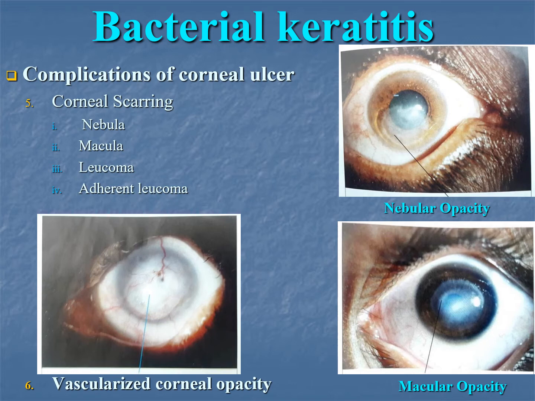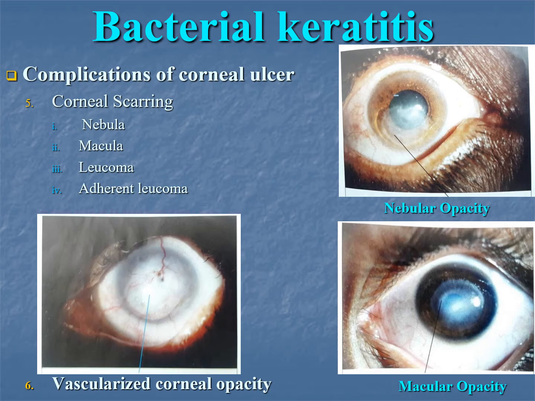In nebular corneal opacity, very superficial part of the substantia propria is involved. In this case, the rays can pass through, certain rays diffract and certain pass through the cornea. In the case of macular opacities, the superficial part and the middle parts of the substantia propria is involved. But in case of leucoma, there is a dense corneal opacity through which the rays cannot pass through.